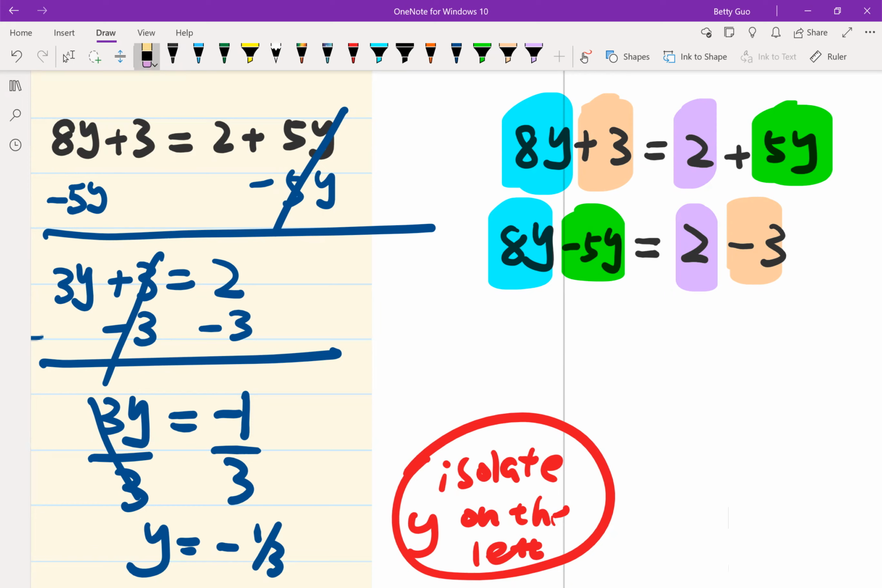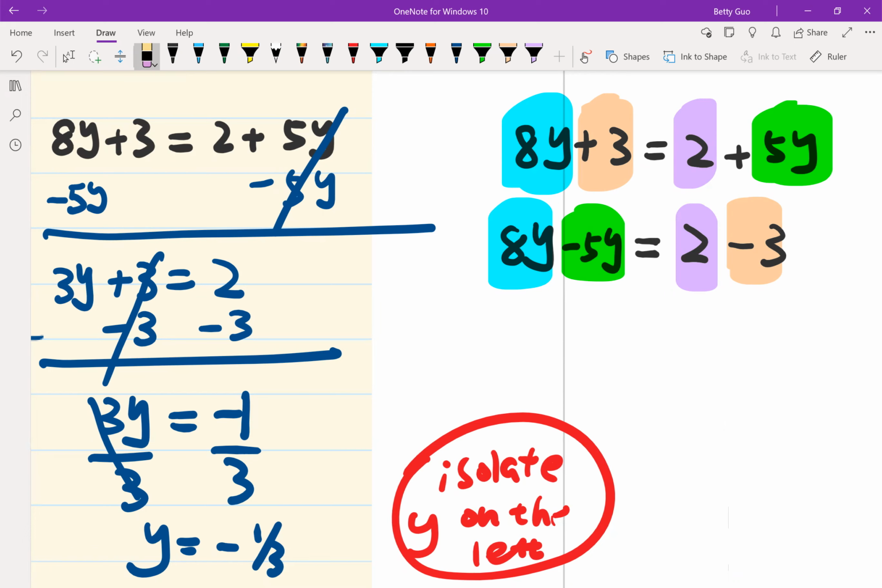And on the right-hand side, the purple term remains the same. The orange term changed the sign. It was on the left, and now it's on the right, right? But you have to change the sign in front of it. By doing this, we collected like terms.